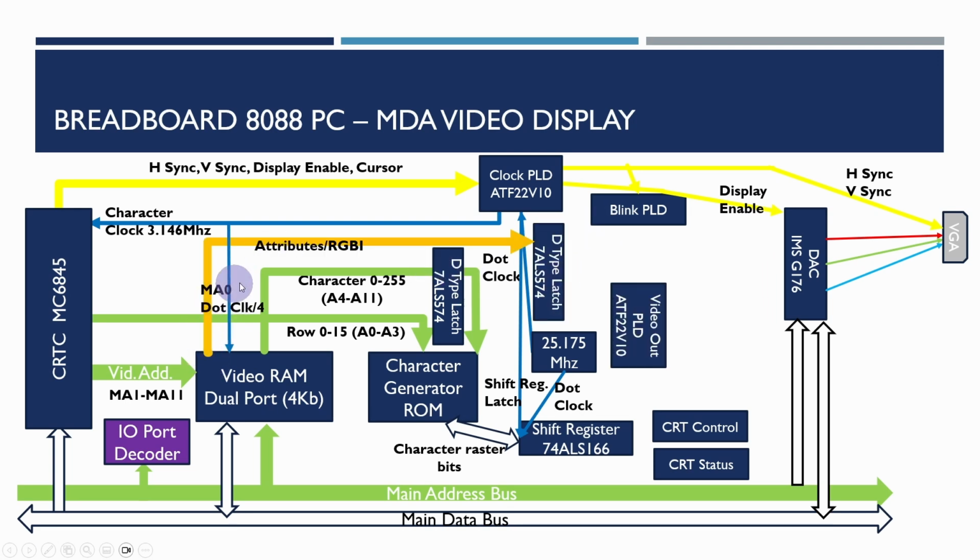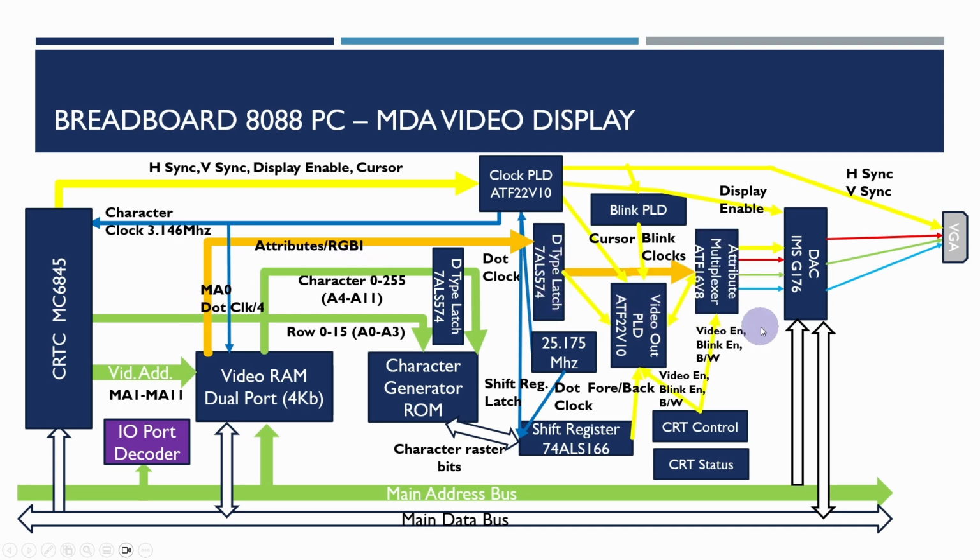So what we're doing here is adding an attribute latch. The video RAM here is going to be toggling between the character value that goes to the character generator and the attributes, red, green, blue, intensity values that we're going to be using. And the MA0, memory address 0 for the video RAM, is actually driven off the dot clock divided by 4. So within each character clock cycle, it will actually switch between the character data and the attribute data. So this is then latched in this latch here.